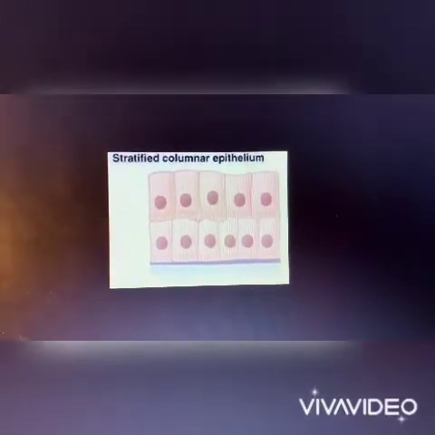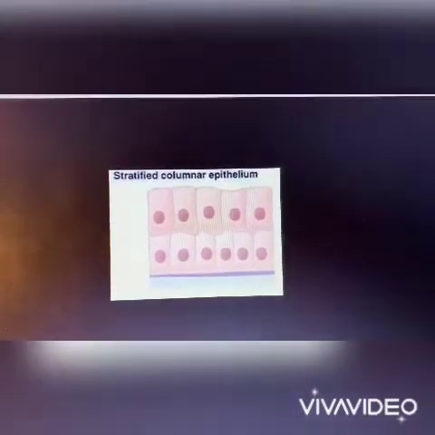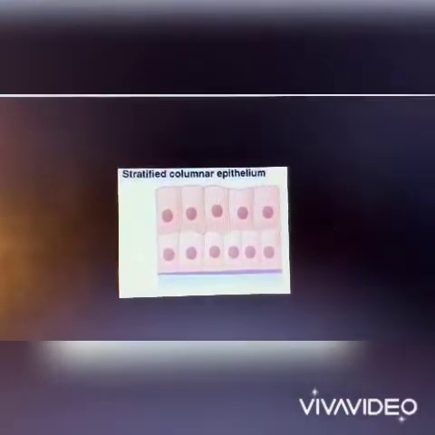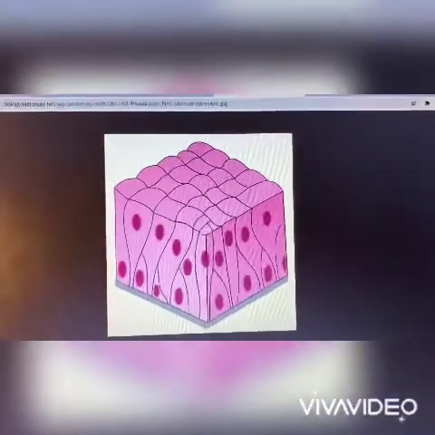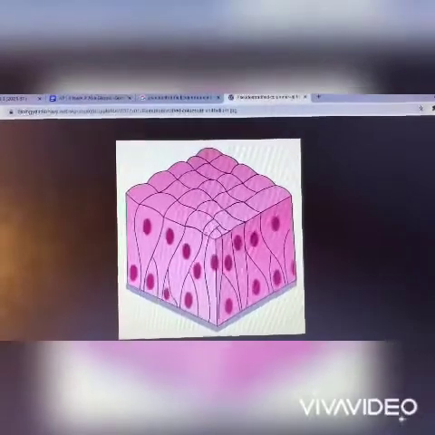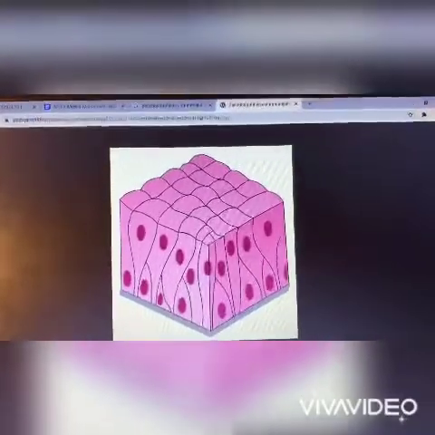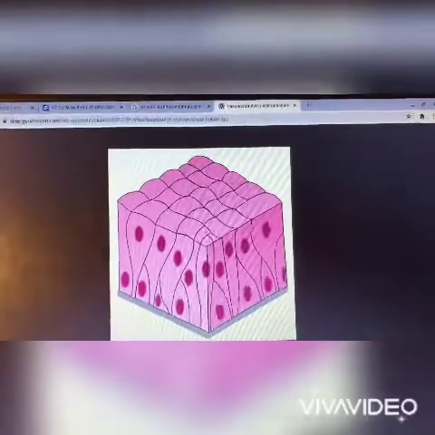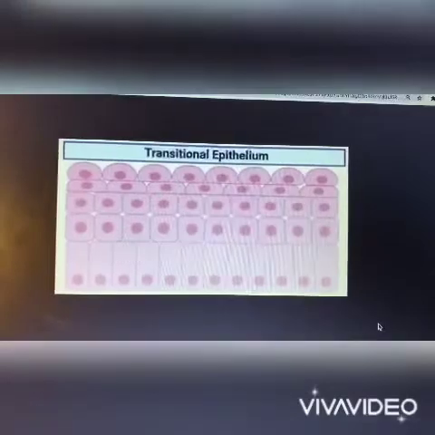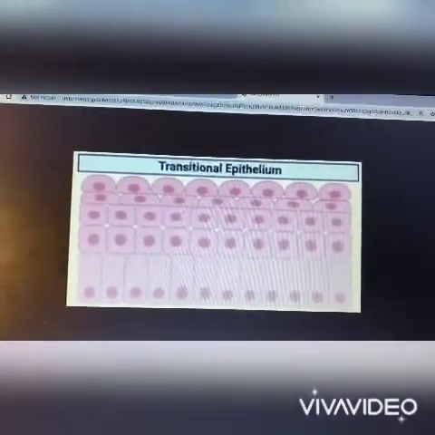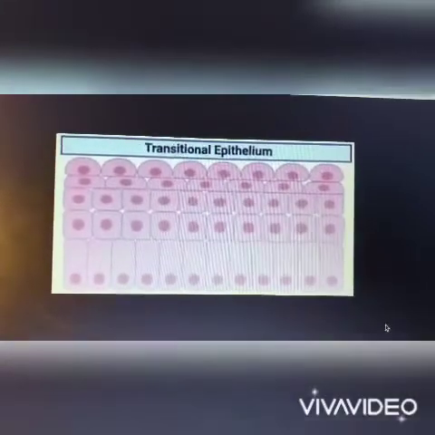This is a stratified columnar epithelial tissue. Its main function is protection and secretion. It is found in the male urethra and other parts of the pharynx. This is a pseudostratified columnar epithelial. Its main function is removing dust and particles from the airway. It has cilia and it lines the respiratory passageways. This is a transitional epithelial. It is specialized to become distended, and one place a transitional epithelial is found is in the urinary tract.